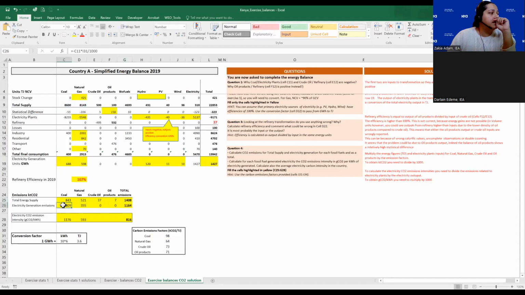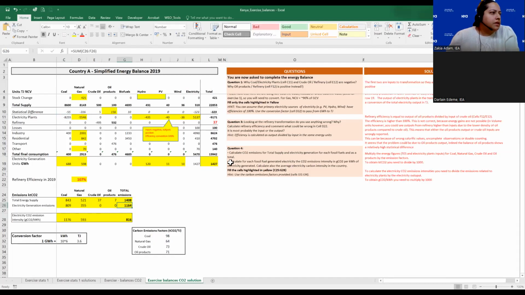Now for electricity generation emissions, you would take for coal how much coal has been used to produce electricity, but given that you had it with a negative sign, when you calculate emissions, you remove that sign. So it's minus your 8,255, multiply by the coal emission factor and divide by 1000. Same for natural gas. There's no crude oil used in electricity, so it's 0, no oil products, and your total is the sum. So that's the emission calculation, quite simple.